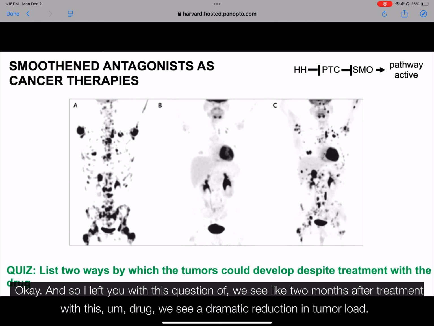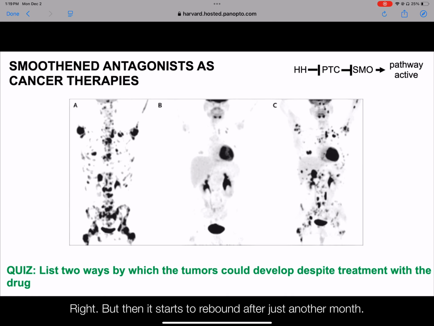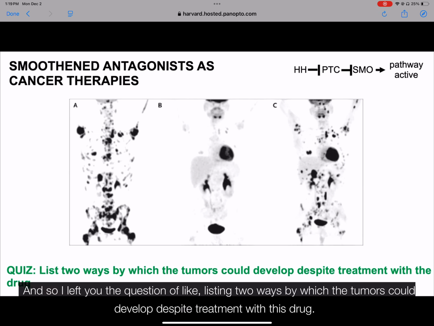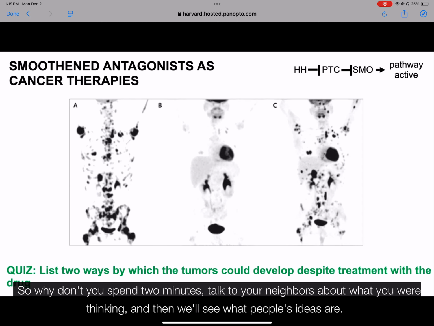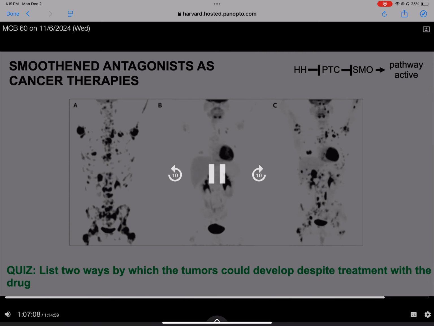we see a dramatic reduction in tumor load, right? But then it starts to rebound after just another month, right? We start to see tumors coming back. And so I left you with the question of listing 2 ways by which the tumors could develop despite treatment with this drug. So why don't you spend 2 minutes, talk to your neighbors about what you were thinking, and then we'll see what people's ideas are.